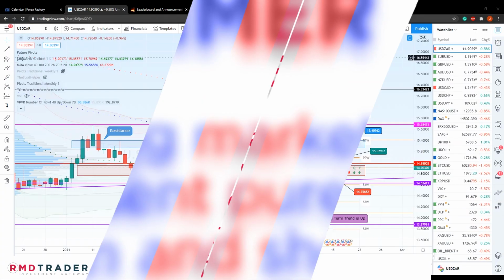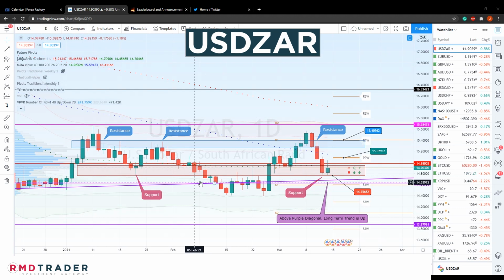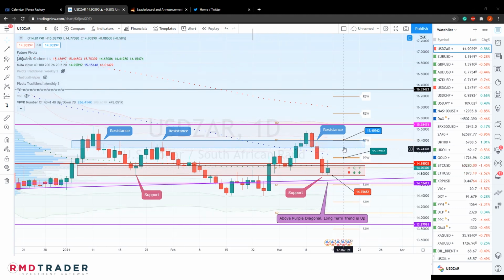Starting with the US dollar to South African rand. Since the start of the year, we have been consolidating between these two areas of support and resistance, as can be seen on the chart. We can see that for the year so far, we are green, as well as for the quarter, of course, but for the month so far, we are negative. Although we do have support at about 1475, that is very close to where price is currently trading, and as long as price can remain above that purple diagonal, of course, we do remain a long-term uptrend.